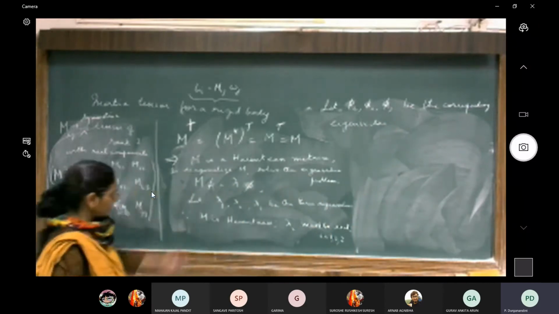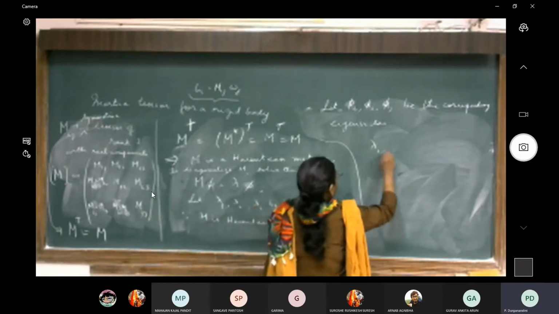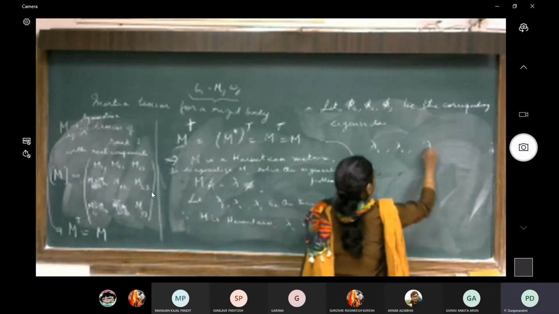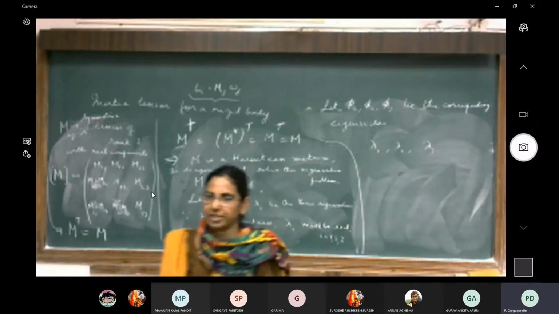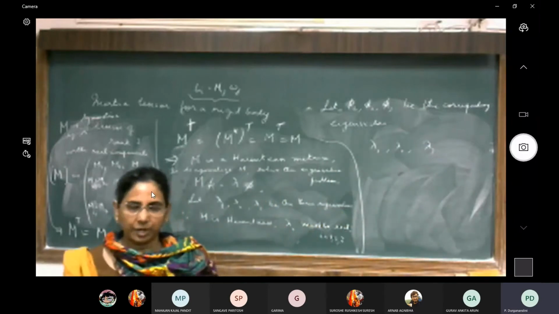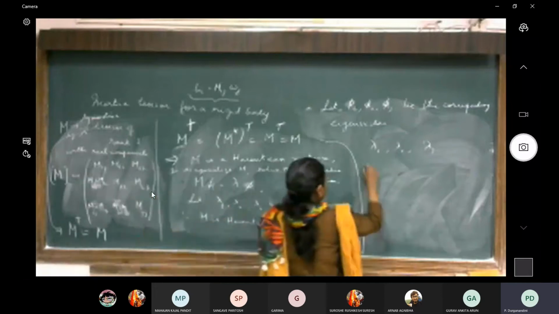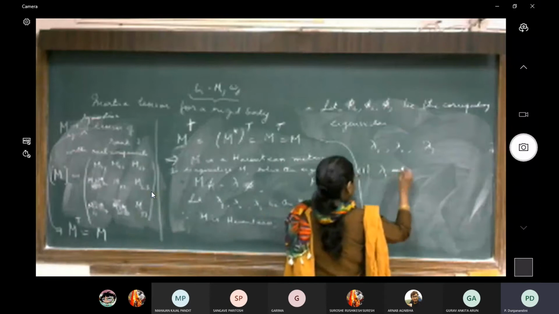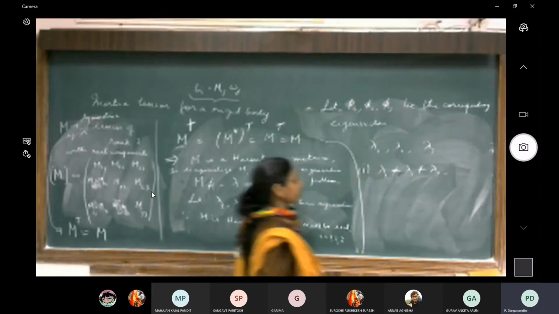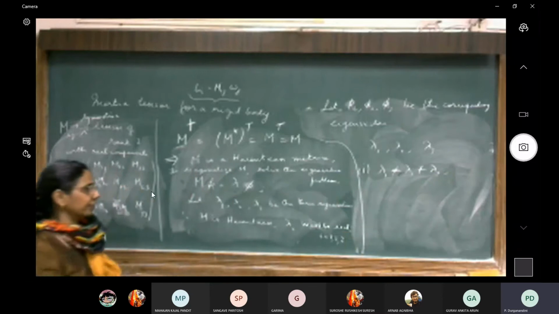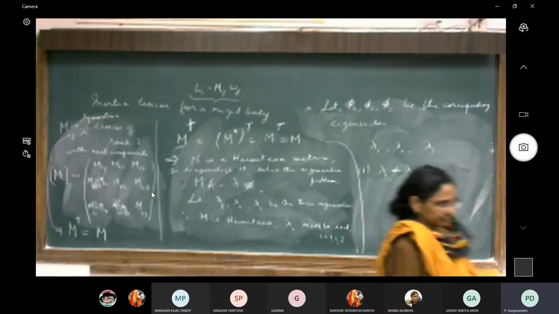Now suppose I have these three eigenvalues, lambda 1, lambda 2, lambda 3. I already know that these must be real. Now suppose they are all distinct. That means lambda 1 is not the same as lambda 2, and no two of them are the same. So suppose all three eigenvalues are distinct. What can you say about the corresponding eigenvectors?